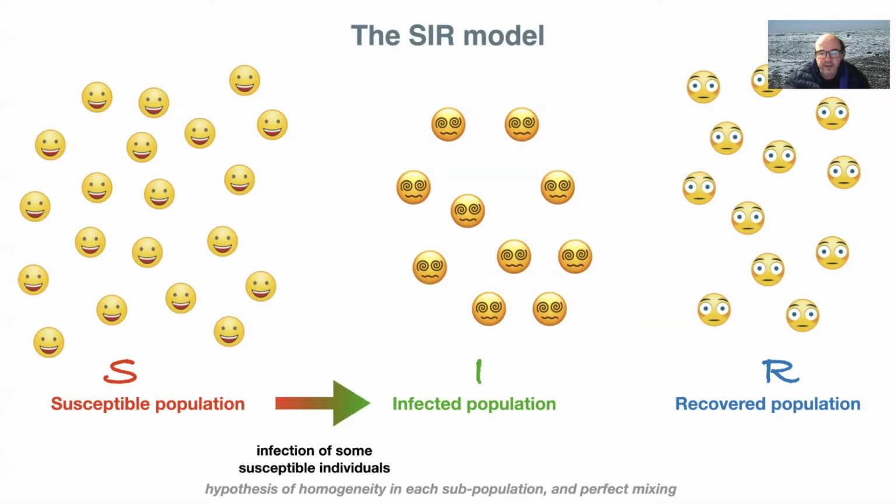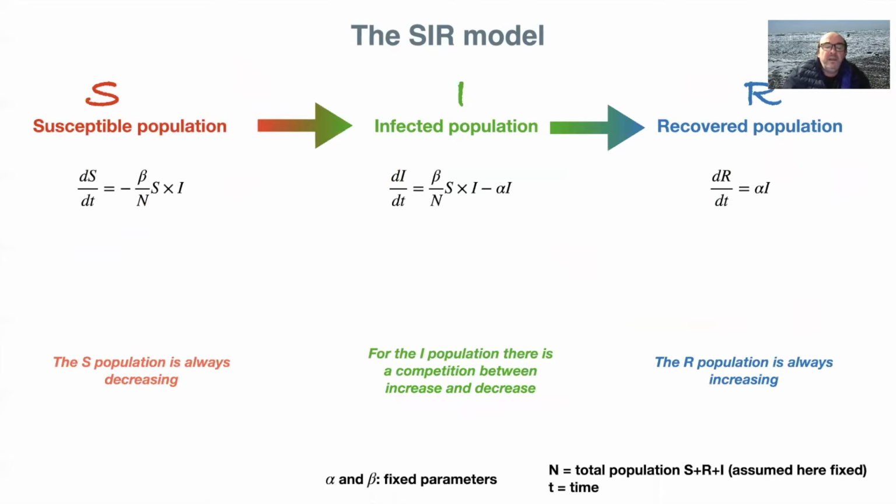What is interesting here is that you can only go from the susceptible population to the infected population through infection, and you go from the infected population to the recovered population through recovery. This can be modeled using a mathematical framework, which is indicated here.